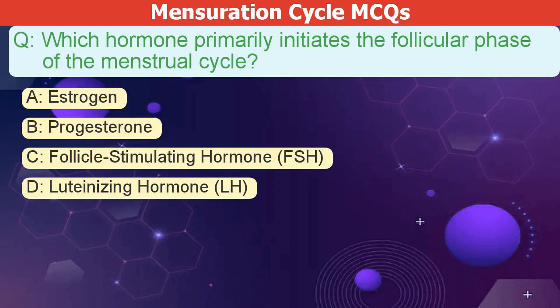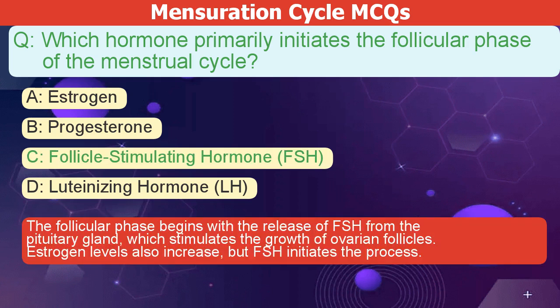Which hormone primarily initiates the follicular phase of the menstrual cycle? A. Estrogen. B. Progesterone. C. Follicle stimulating hormone, FSH. D. Luteinizing hormone, LH.